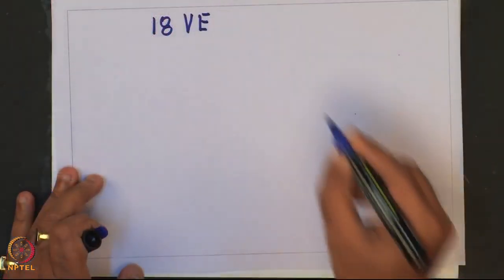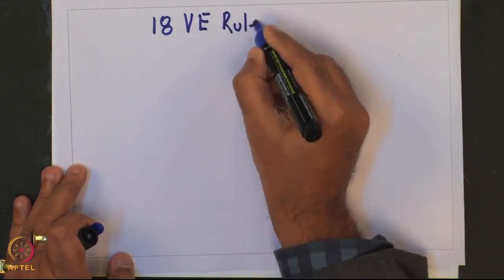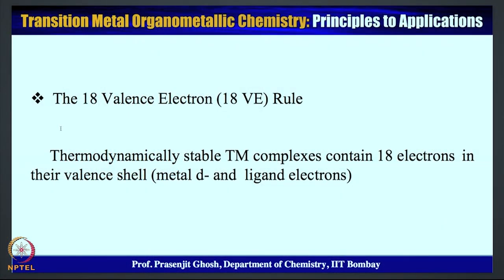Our approach in this discussion would be to look closely at this 18 valence electron rule, and also to look at the metal ligand interaction from a molecular orbital standpoint, trying to see how the metal orbitals really interact with the ligand orbitals in manifesting their valence reactivity. So with this, we are going to start today's lecture on the 18 valence electron rule and the classification of organometallic compounds. Now, usually it is said that thermodynamically stable transition metal complexes have 18 valence electrons.